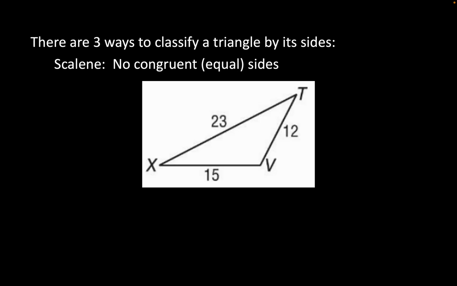In terms of by sides, there are three ways to classify it. Scalene means no congruent sides, and again, congruent means equal. So when you look at a triangle, again, this is not by angle, this is by side. So 15, 12, and 23 are all different, so therefore it's a scalene triangle. In terms of the work you're going to do, most triangles are scalene. Now, in terms of algebraic problems, they'll give you the other types.